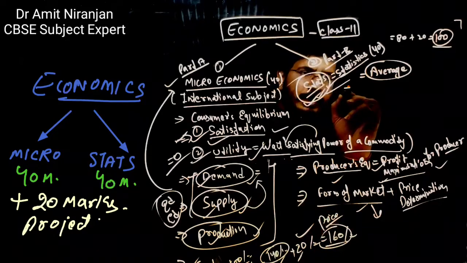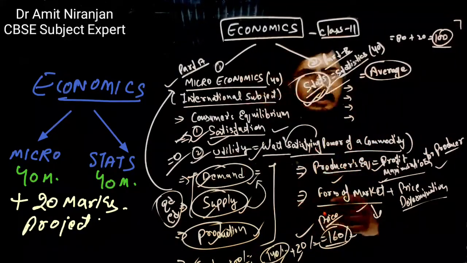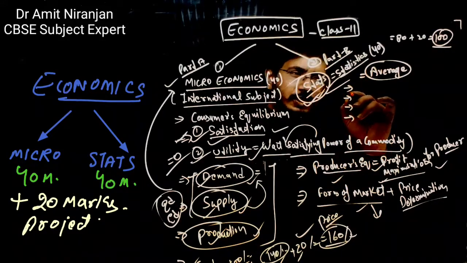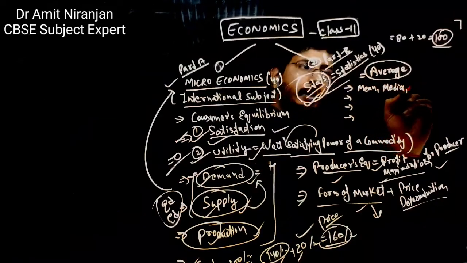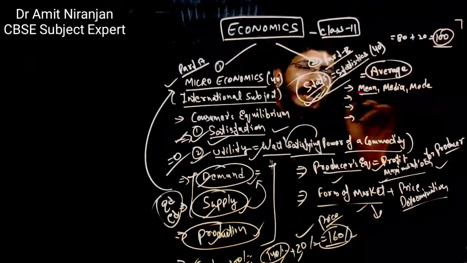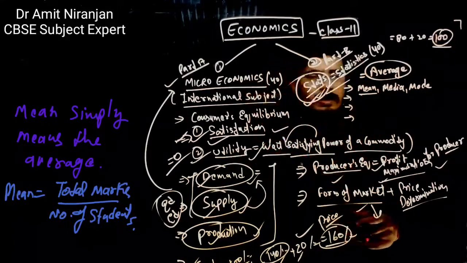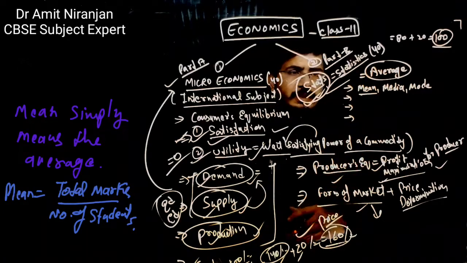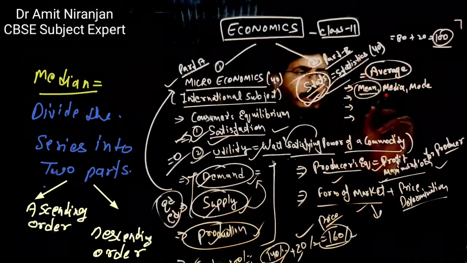But okay, now I'm going to give you a short intro of this chapter, this subject also, statistic. Statistic is related with mean, median, and mode. What is mean? Mean is simple average. Suppose 10 students are there in a class and the total marks all the combined students received is 200. So 200 divided by 10. So the average marks of each student in a particular class is 20. That is called mean.